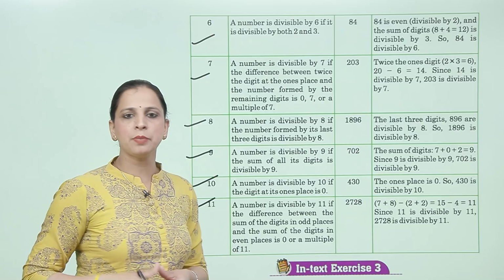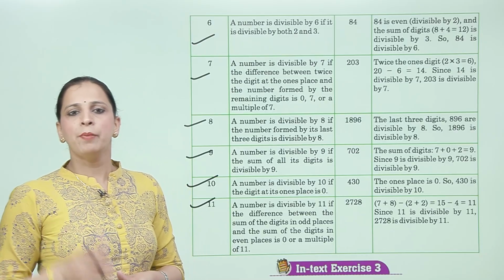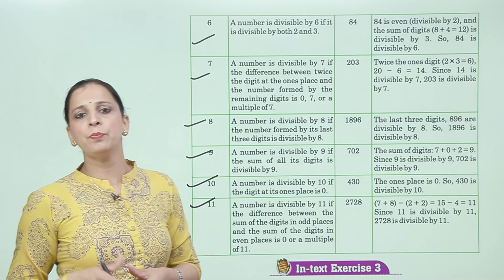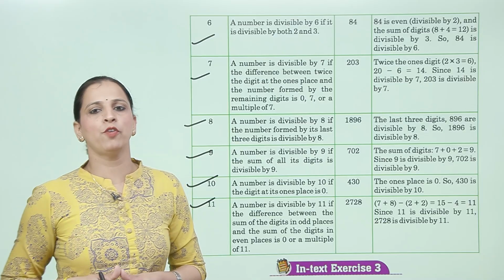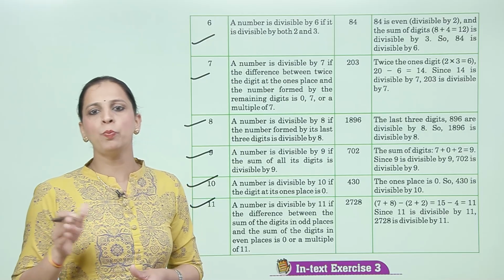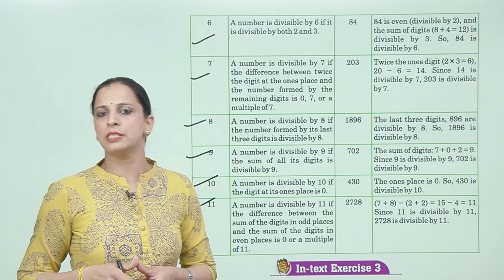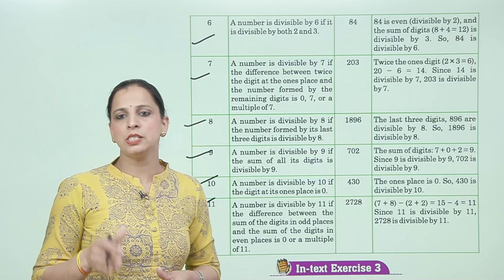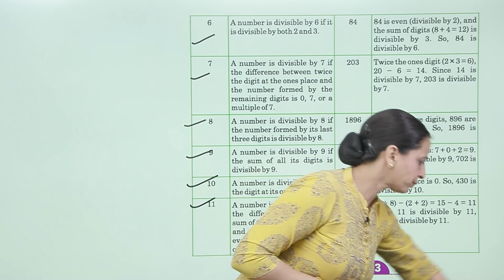11. A number is divisible by 11 if the difference between the sum of the digits in odd places and the sum of the digits in the even places is 0 or a multiple of 11. 2728. 7 plus 8 minus 2 plus 2 is 15 minus 4 is 11. Since 11 is divisible by 11, 2728 is divisible by 11.